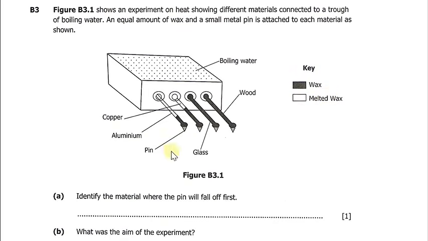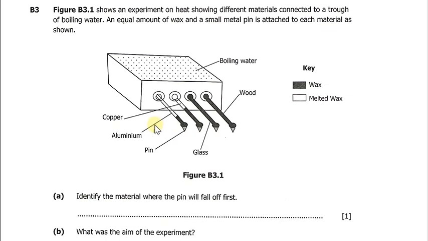Okay, so copper, this has melted wax, has melted. I think this part wasn't really making sense, so let's just ignore it. Then they're saying identify the material where the pin will fall off first. Okay, if we are to follow this one, the material where the pin will fall first should be aluminium.